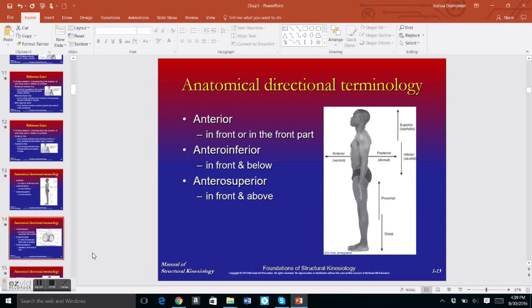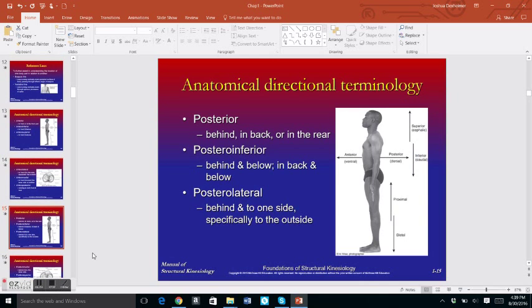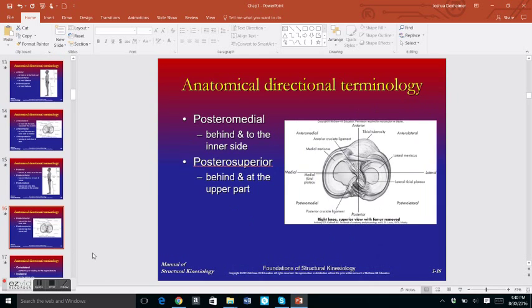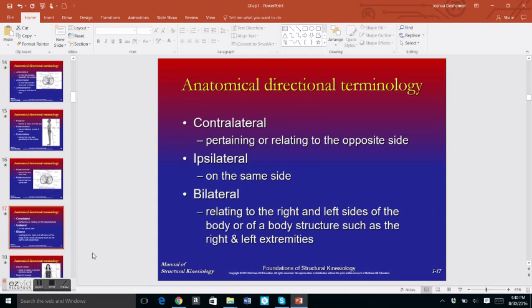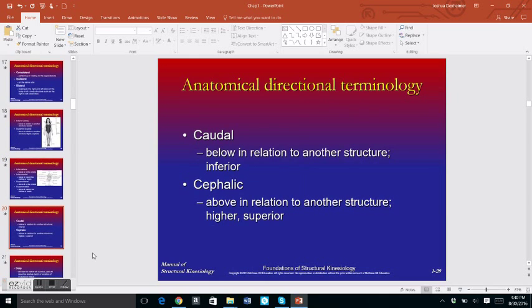Anterior being the front. Then you can see we have anteromedial, meaning to the front, but toward the inside or the midline. Anterolateral, again, understanding what lateral, medial means can help us decipher what these words are trying to tell us in terms of direction. So posterior being behind or in the back, posteromedial behind to the inner side, posterosuperior, okay, to the back, but superior upwards. We have contralateral, which is the opposite side, ipsilateral, which is the same side, and then bilateral, which means both sides.